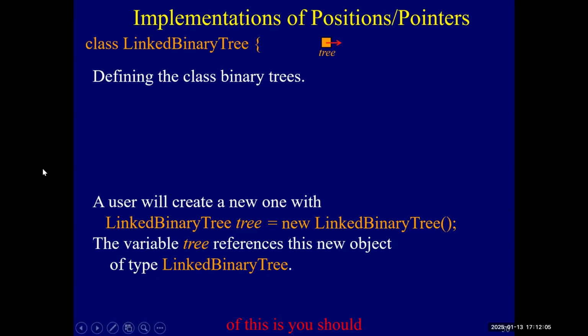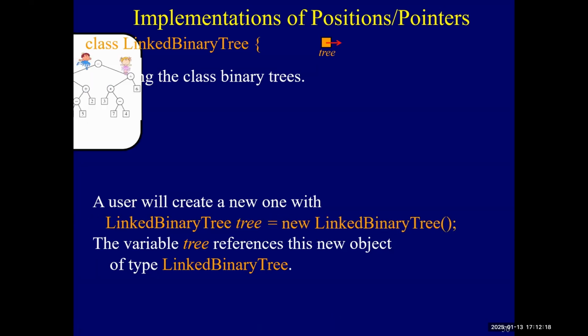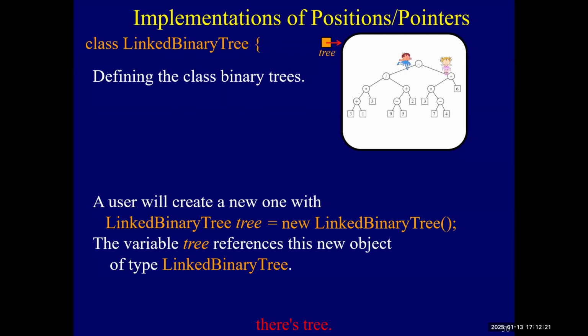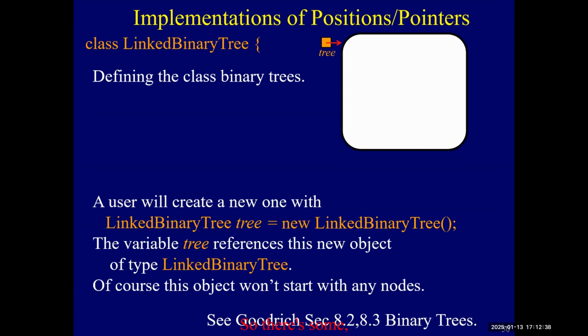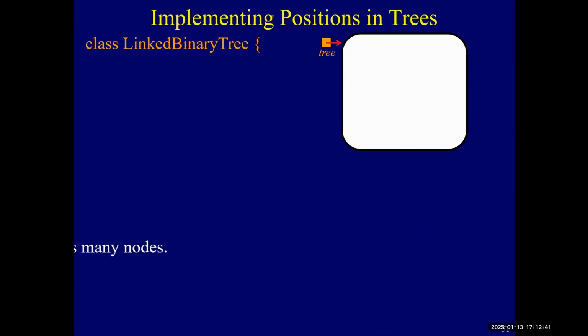So maybe the moral of this is you should never have this code. Why would you ever want something that's not pointing at something? Maybe you should always do this. So there's tree. Somehow we constructed this thing, it's pointing at that. And what does it construct? Does it construct this? No, it probably constructs sort of the empty tree.